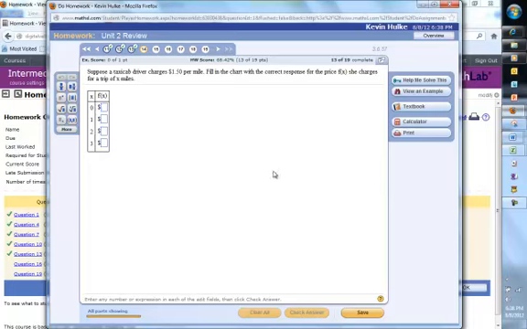Okay, $1.50 per mile. So 0 miles, $0. 1 mile, $1.50. 2 miles, $3. 3 miles, $4.50.